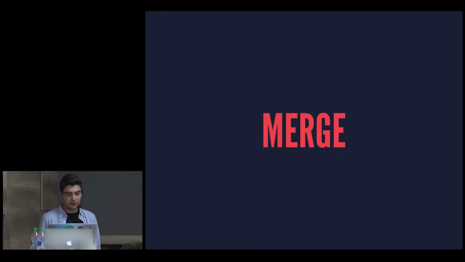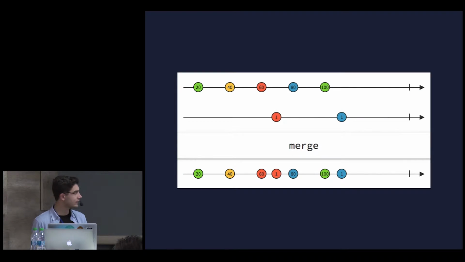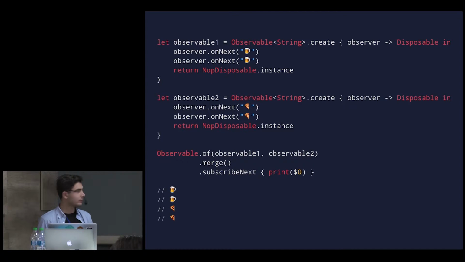And the example is the merge operator. So what does merge do? Merge just takes the elements from multiple observables and puts them into a new one. This is how it looks. We have two observables. We can merge them, and we'll have one sequence that will get the elements from both sequences. That's how it looks in code. We have two sequences, one emits beer, the second one emits pizza, and we can merge them, and you have a sequence that emits beer and pizza.